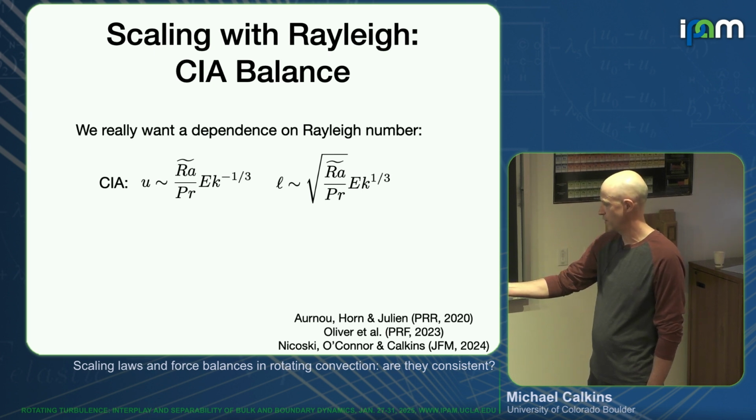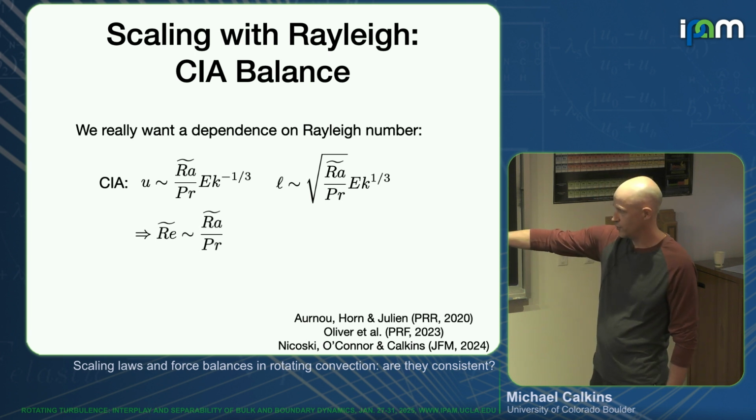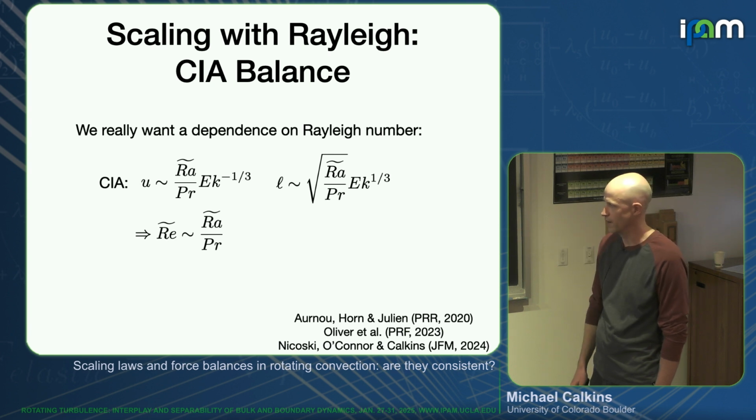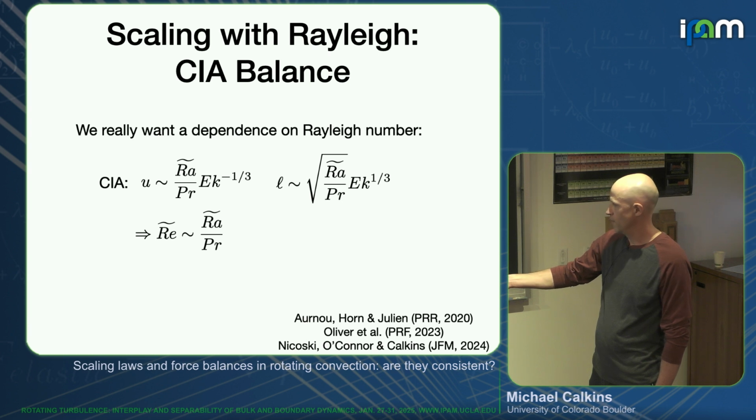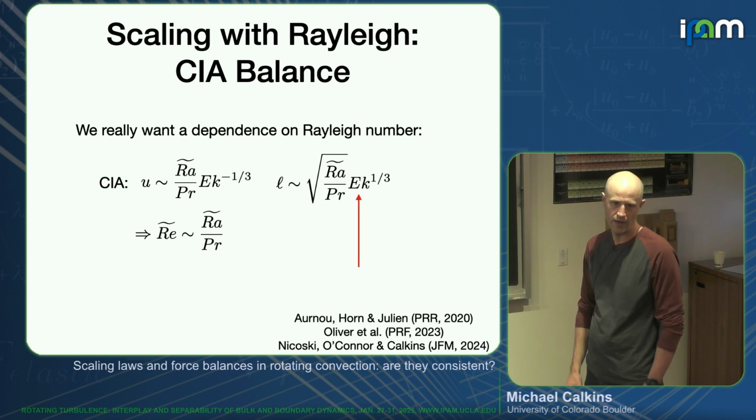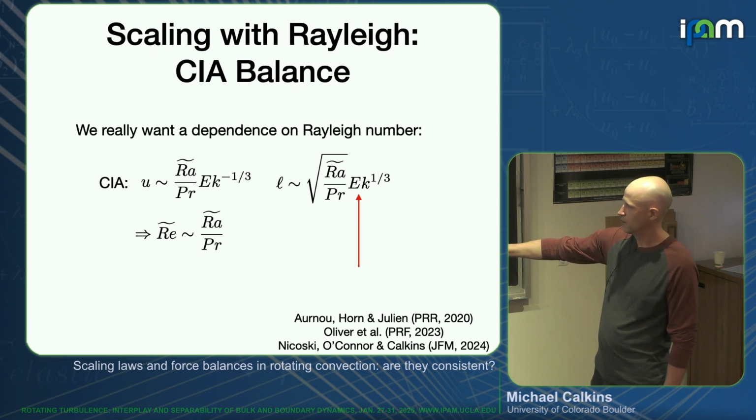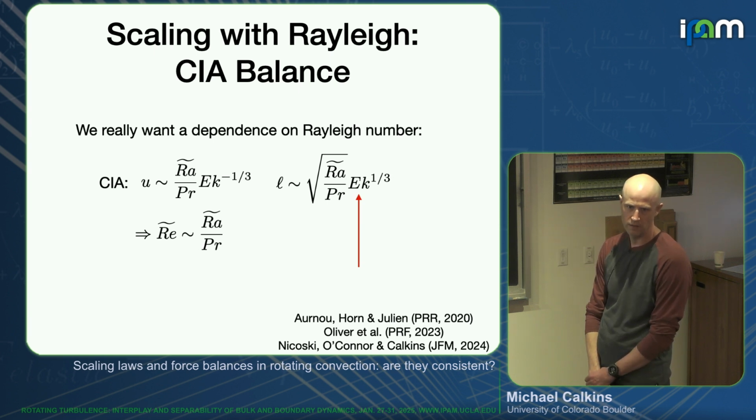So this translates in asymptotics land to a rescaled Reynolds number that goes like reduced Rayleigh over Prandtl. And the thing that I want to emphasize, and that John Arno mentioned yesterday in his talk, is that there's this Ekman to the 1/3 factor that's still sitting there in front of your length scale. So the length scale goes like Ekman to the 1/3, but it also has this Rayleigh number dependence built in here. And so we're kind of interested in testing this.